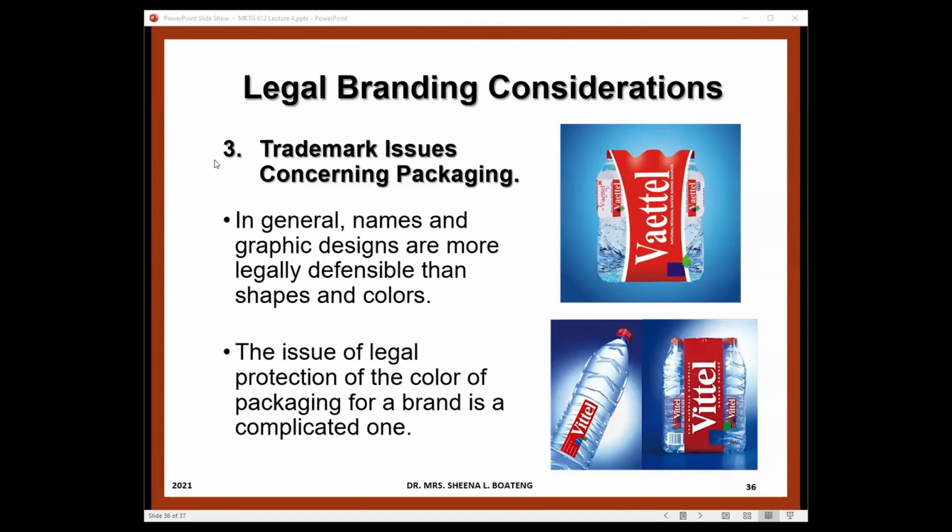Okay, so when it comes to trademark issues concerning packaging, what we need to be cognizant of is that, in terms of packaging, names and graphic designs are more legally defensible than shapes and colors. Basing your legal protection or trademarking on color is very complicated and difficult to defend because, like we mentioned, there are different organizations that use similar colors. The color wheel is just one. There are only so many ways you can vary the color wheel, because there are three main primary colors that are mixed into different shades. So it's much easier to trademark something like a name and graphic design than shape and color.